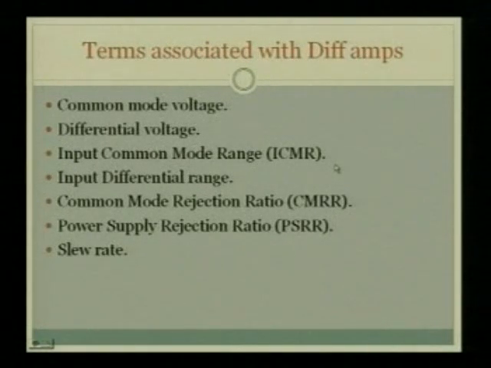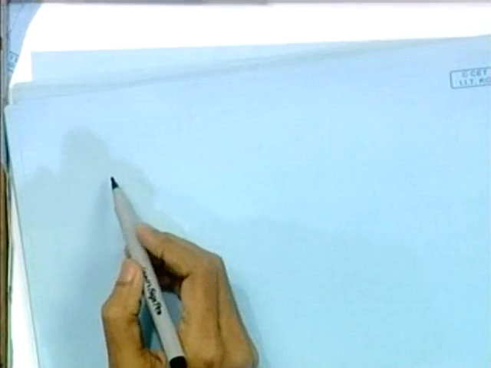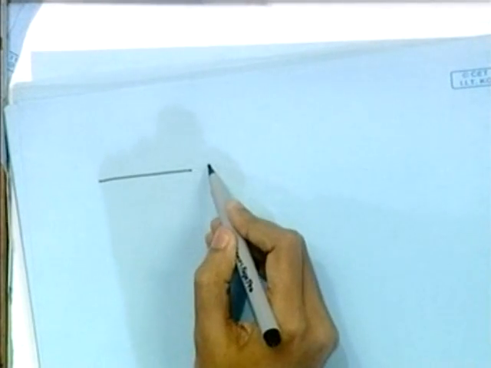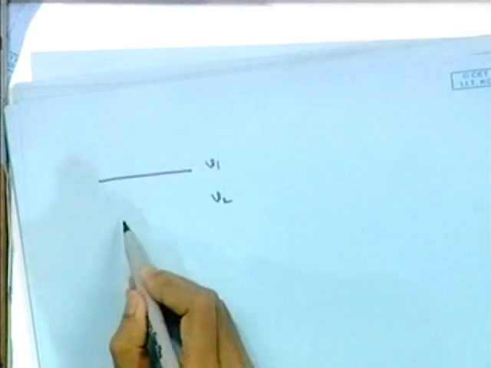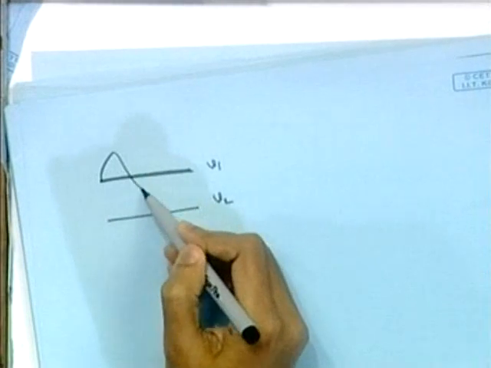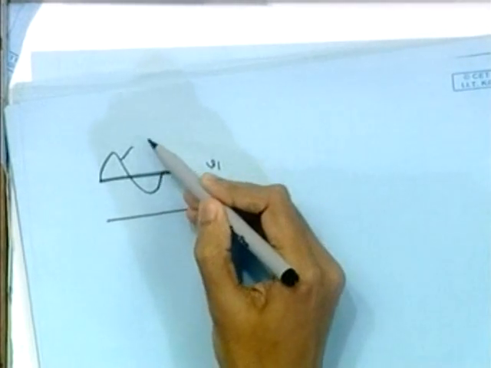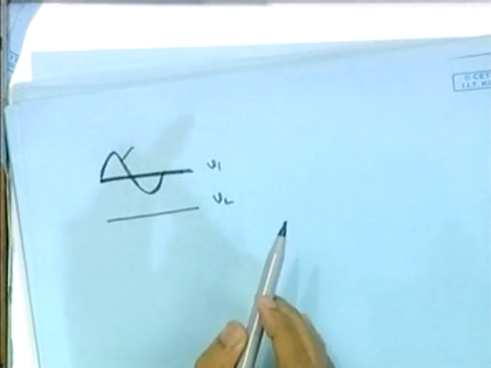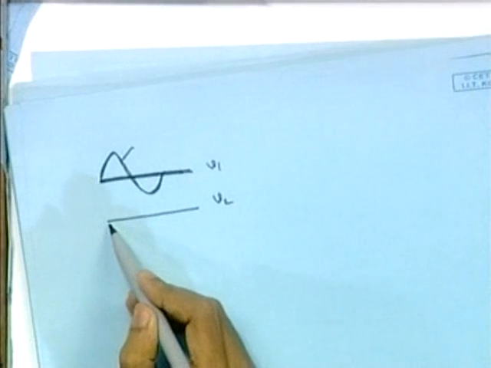There are some terms associated with the differential amplifier. First is the common mode voltage. What do we mean by the common mode voltage and the differential voltage? Normally in every input, call it V1 and V2, we have a DC first, and then riding on the DC we have our AC. This AC is our actual signal, and we have this DC to properly bias our input transistors.